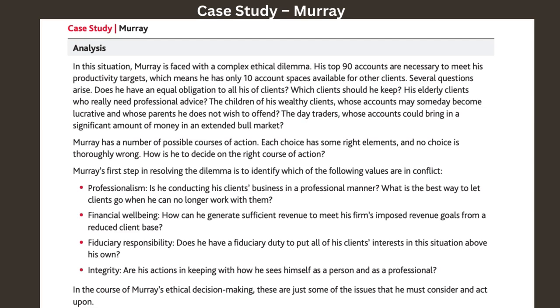So, Murray's first step in resolving the dilemma is to identify which of the following values are in conflict. Okay, so we have professionalism. Is he conducting his clients' business in a professional manner? What is the best way to let clients go when he can no longer work with them? Financial well being. How can he generate sufficient revenue to meet his firm's imposed revenue goals from a reduced client base? Fiduciary responsibility. Does he have a fiduciary duty to put all of his clients' interests above his own? Integrity. Are his actions in keeping with how he sees himself as a person and as a professional?